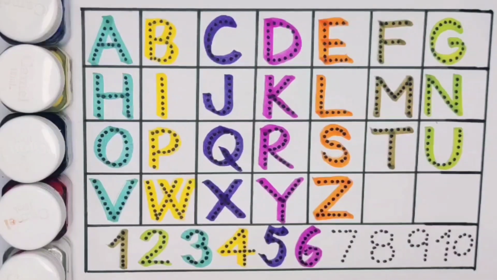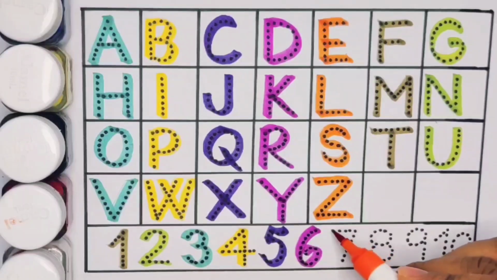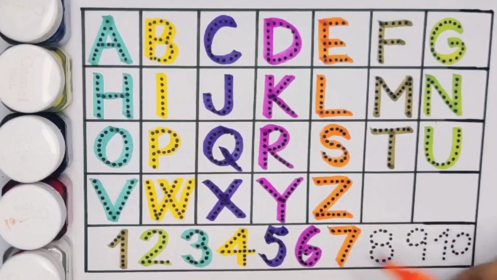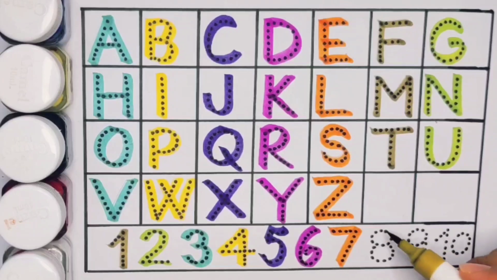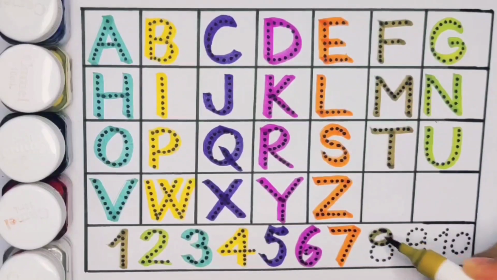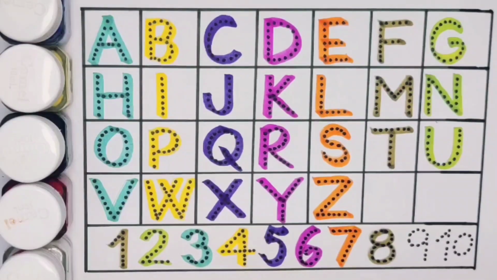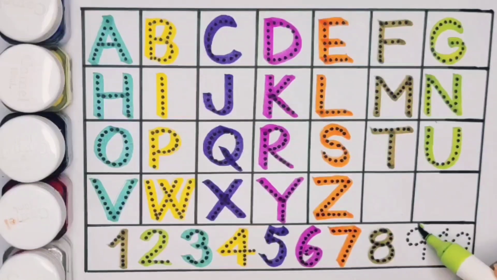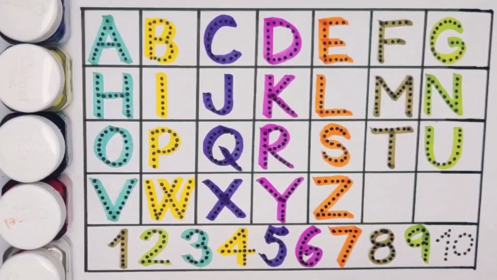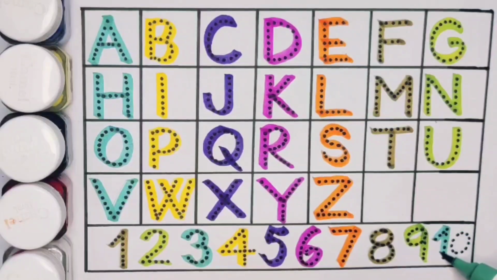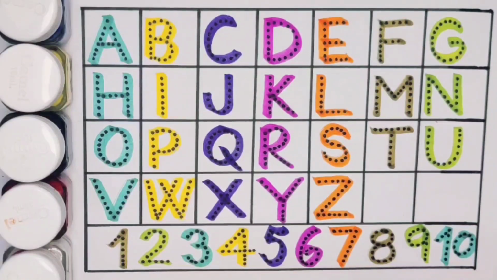Next kids, number 7. Next, number 8. Next kids, number 9. Next, number 10. 1 0 10. What do we learn?